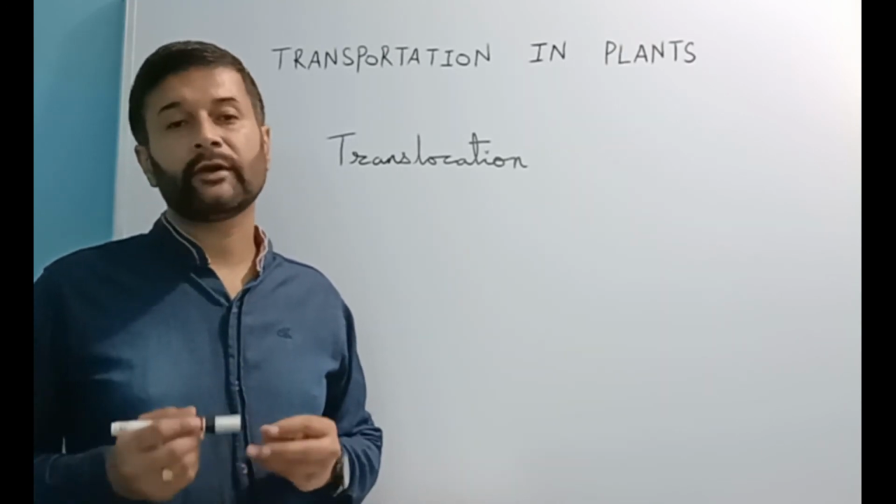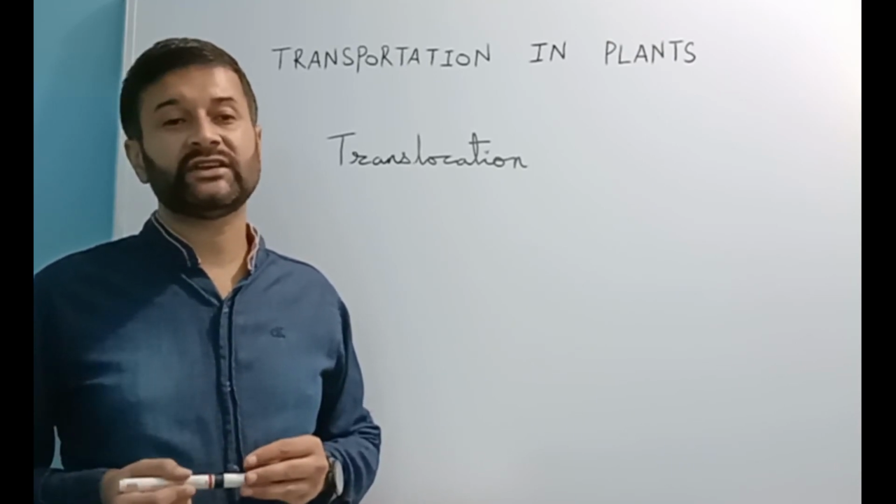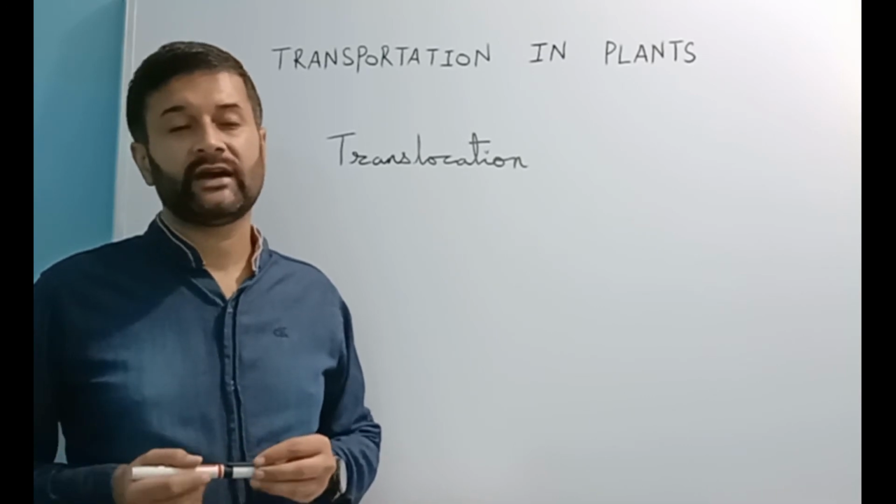Translocation is necessary because every part of the plant needs food for obtaining energy, for building its parts and maintaining its life. Well friends, today we discussed transportation in plants. We discussed the plant vascular bundle comprising xylem and phloem tissues. We discussed the differences between xylem and phloem. Moving ahead, we discussed transpiration and its importance, and we saw the demonstration on transpiration. We also discussed translocation.